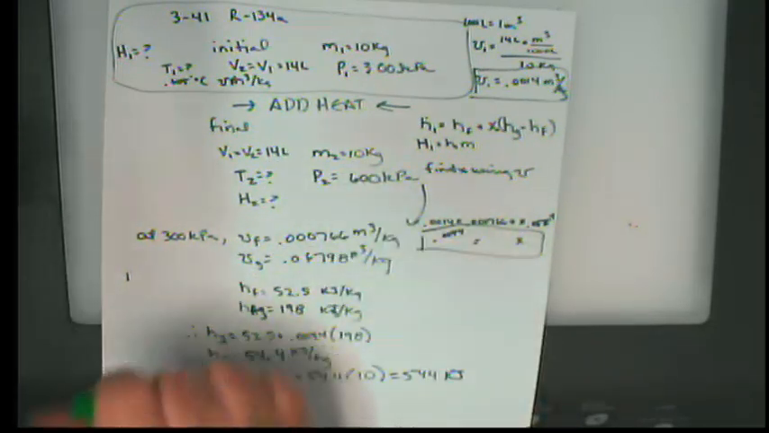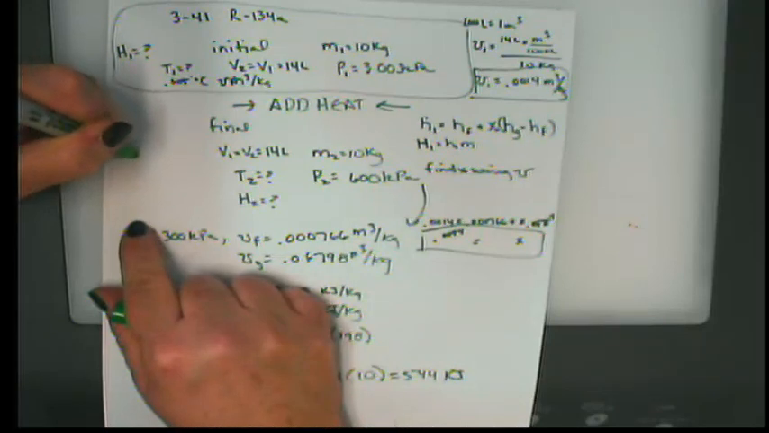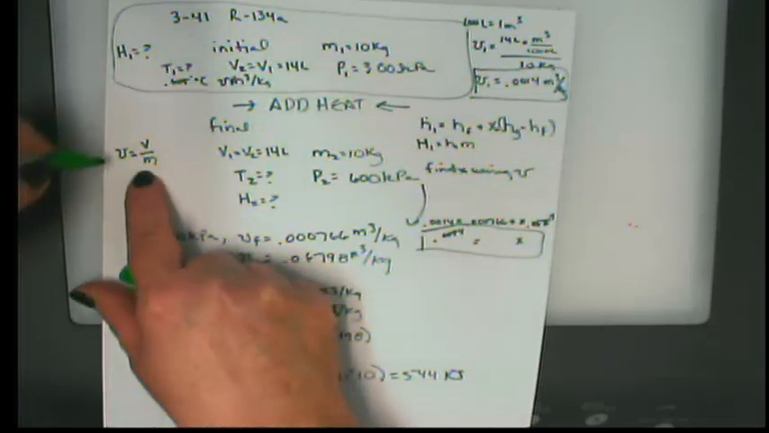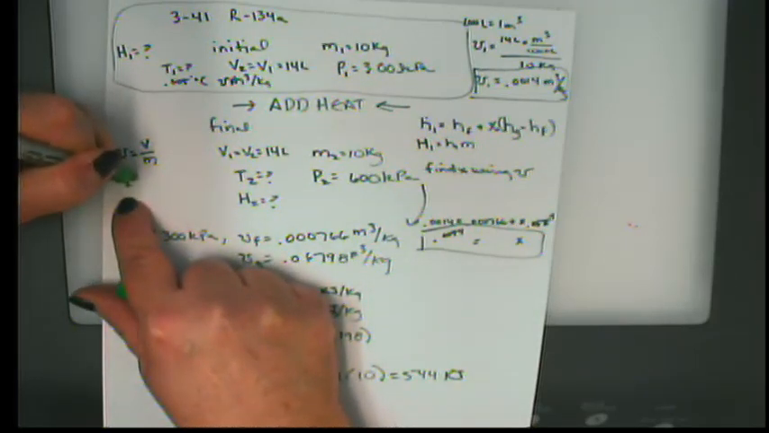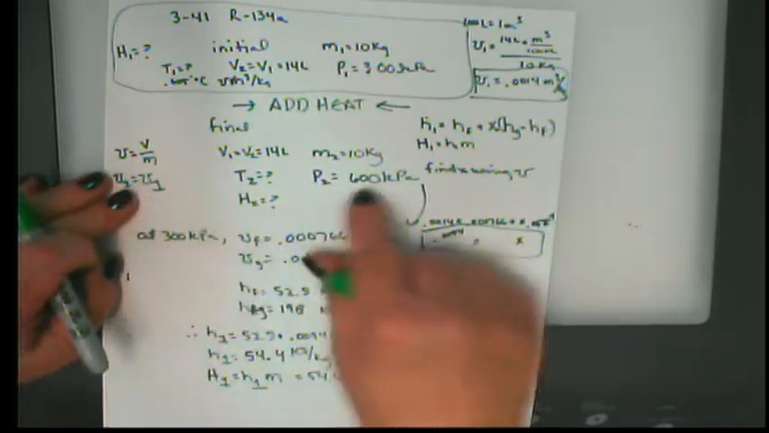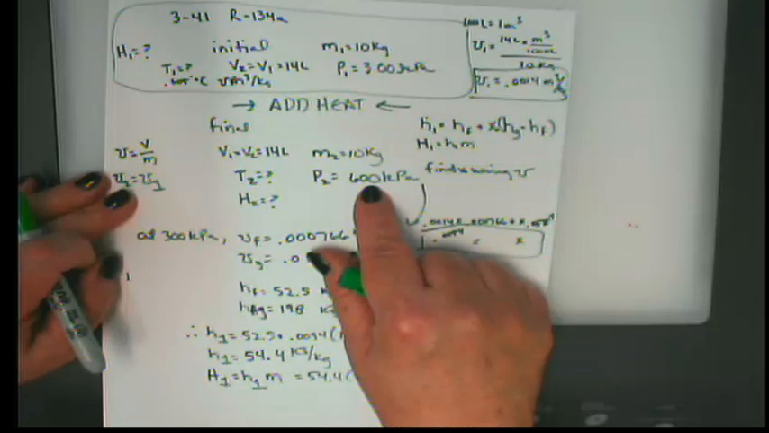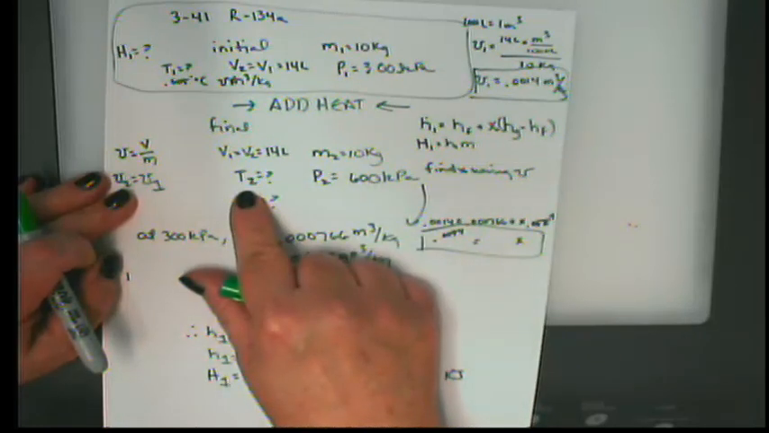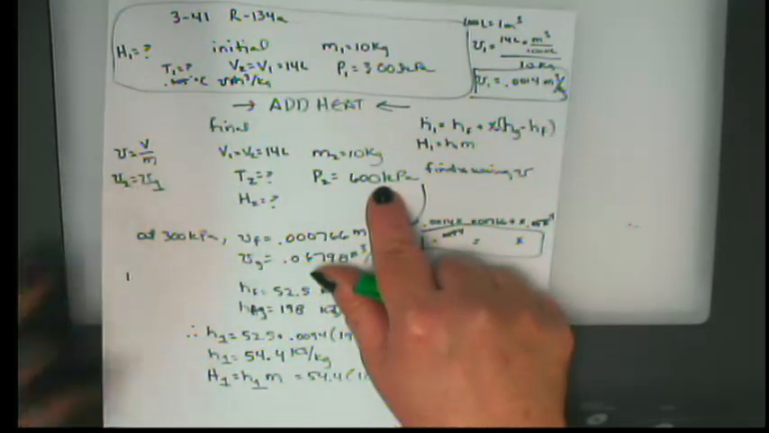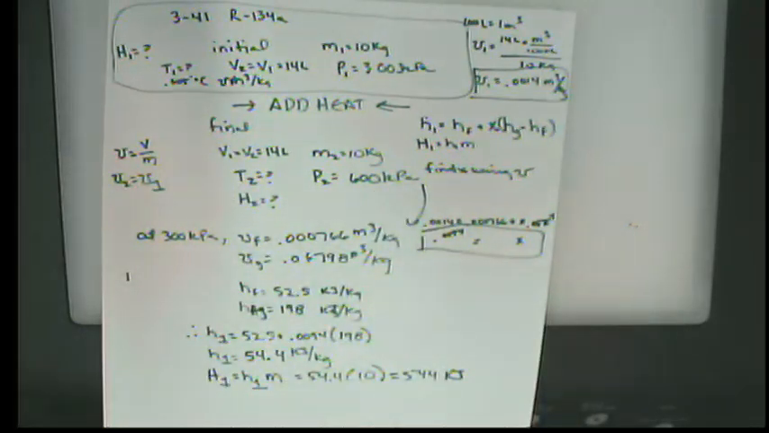So since specific volume is volume divided by mass, does it make sense to you that the specific volume at time 2 has to be the same as the specific volume at time 1? Now, because the pressure's different, our temperature is going to be different. We may still be in the two-phase region, or we may be either a compressed liquid or, less likely, a superheated gas. But the specific volume has to be exactly the same.